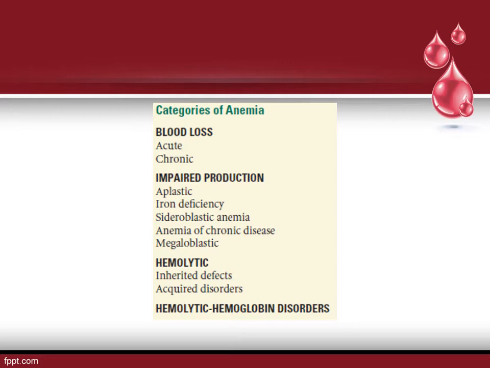Examples are iron, vitamin B12, and folate. So this is a hematinic deficiency. It is seen in iron deficiency, where you are lacking iron, or vitamin B12 deficiency, or megaloblastic anemia, and so on. Inefficient production means there is a problem in the production of RBC. You can classify them into bone marrow infiltration or myelodysplasia.